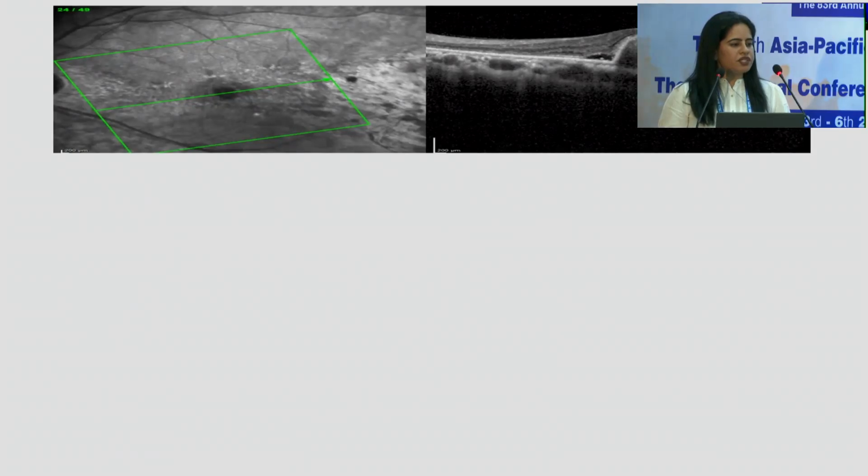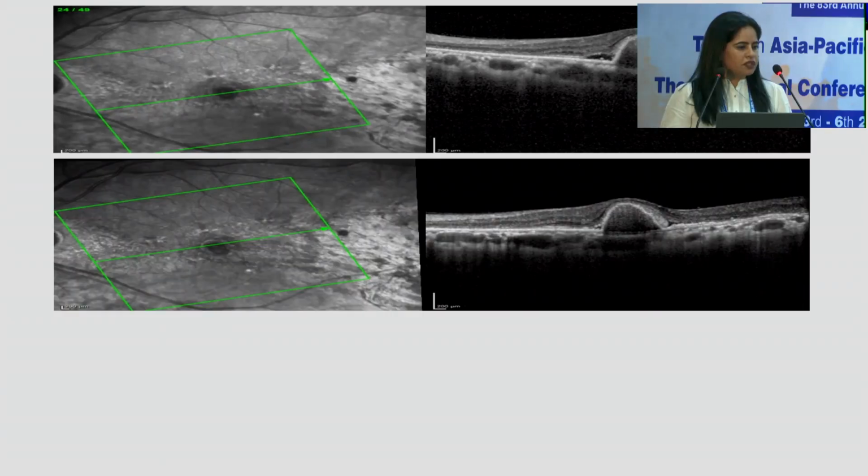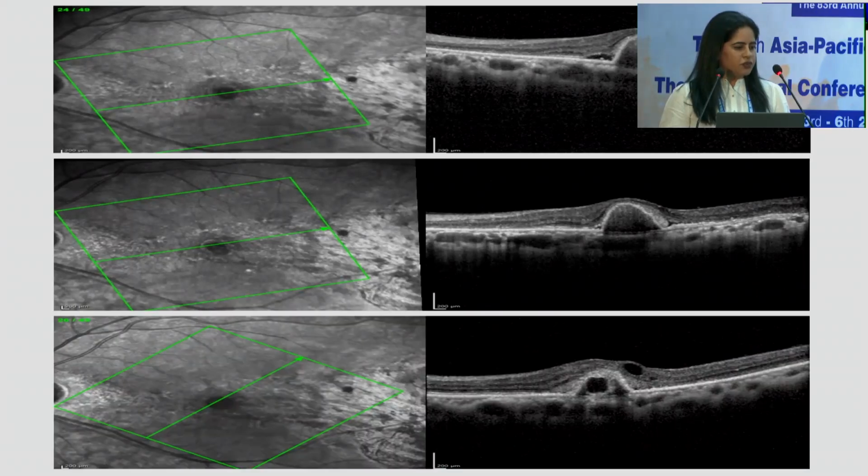So here is one patient who presented to us with PCV. We gave Pagenex injection to this patient. After follow-up, this was the OCT. Fluid was resolved, but the patient again presented to us after 12 months with reactivation.